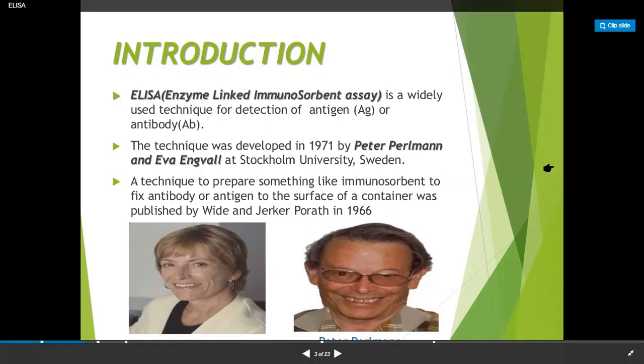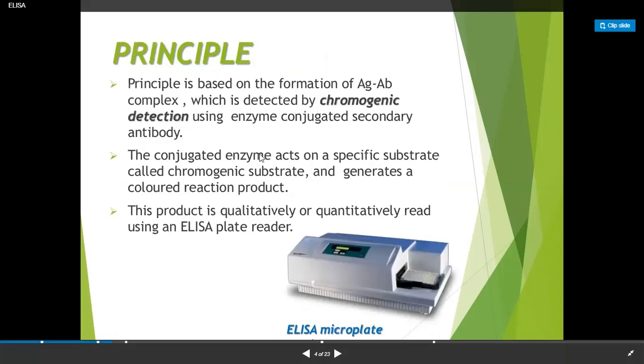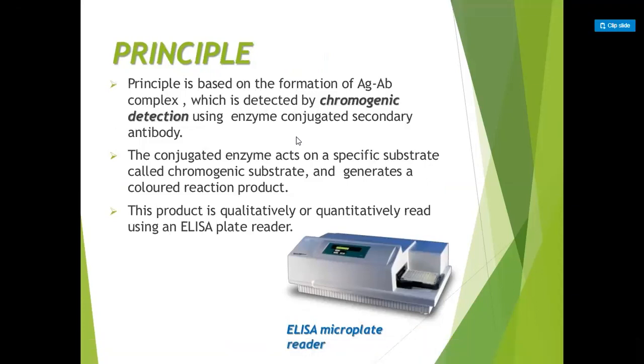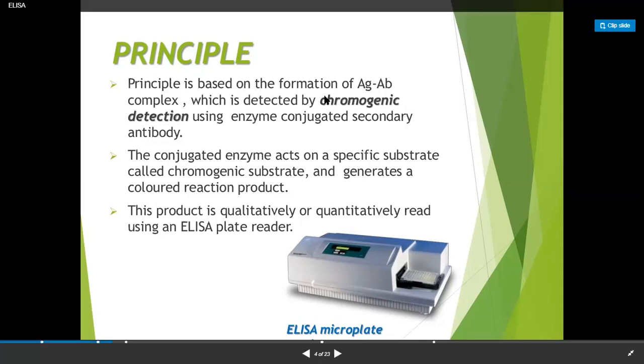So what happens in the ELISA? The basic principle of ELISA is based on the formation of an antigen and antibody complex. What is the antigen? Antigen is a pathogen, and antibody is a complex molecule which is present in the human serum, which will bind to the antigen and kill the antigen. So it is the formation of an antigen antibody complex.